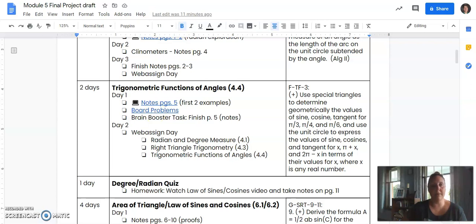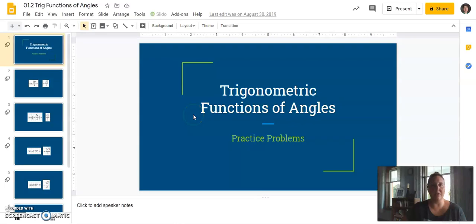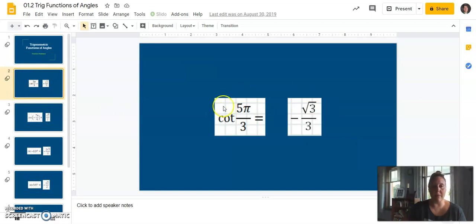This board problems is basically just a Google slideshow. So they would have at this point already watched the video and gone through some of the practice exercises in the video, and then the next day in class they would be coming in together and working on these. When I say board problems, I like to actually get them up at the whiteboards using the markers and going through and doing these problems together. They would be in a partnership and they would be solving this problem of cotangent of 5 pi over 3, and then when I click the button after they have their answer, they can check it and make sure that that is actually the answer they got.